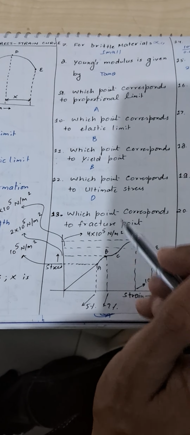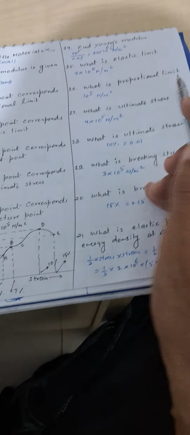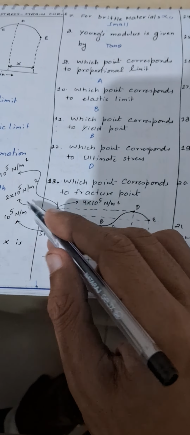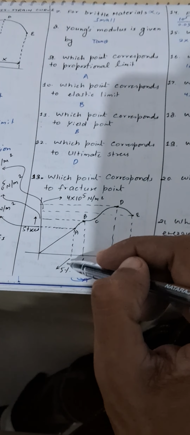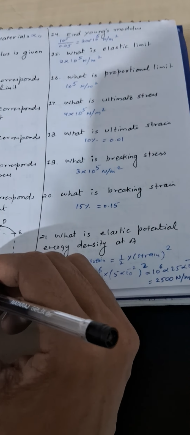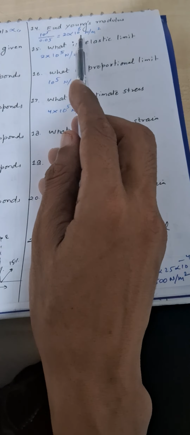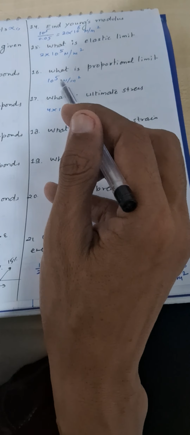Then there is a numerical based question on this. Here the questions are given, and the first question is to find the Young's modulus. Obviously, Young's modulus is going to be the slope of this line. If you see here, stress is 10 to the power 5, strain is 5%, which corresponds to 0.05. If you solve this, it is equal to 2 into 10 to the power 6 Newton per meter square.